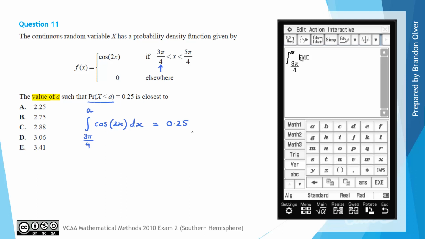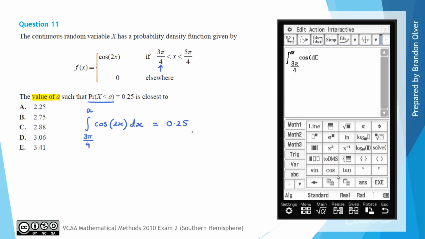Next, the function where the probability density function actually has meaning is cos of 2x. So we type in cos of 2x and we integrate that with respect to x. And then we actually need to tap outside of that little box. So we need to hit the across arrow or go out so that the line that's flashing right there is nice and large, and we want that to equal 0.25.